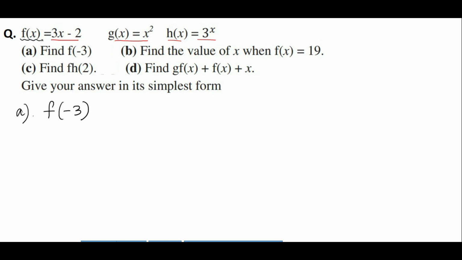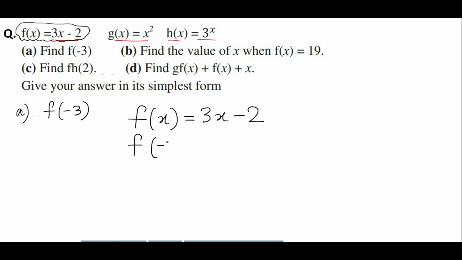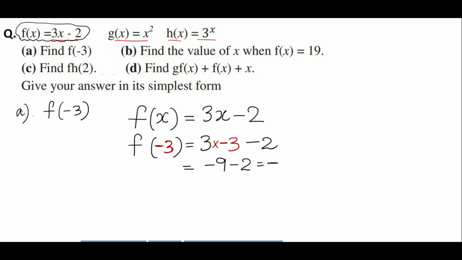From the question, we can very clearly see what f of x is. So f of x is equal to 3x minus 2. Now they want you to find the value of f of negative 3. In place of x, you can see a negative 3 here. So you're going to replace this x with a negative 3 and subtract 2, which is 3 times negative 3, which is negative 9, minus 2, giving me an answer of negative 11.